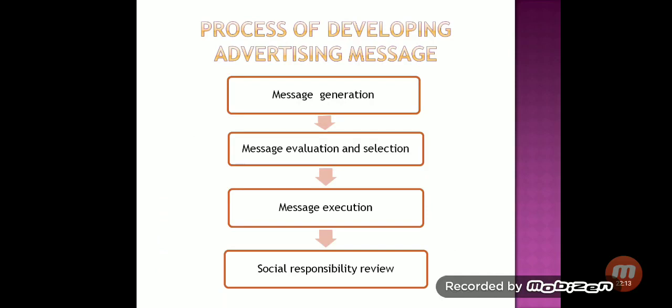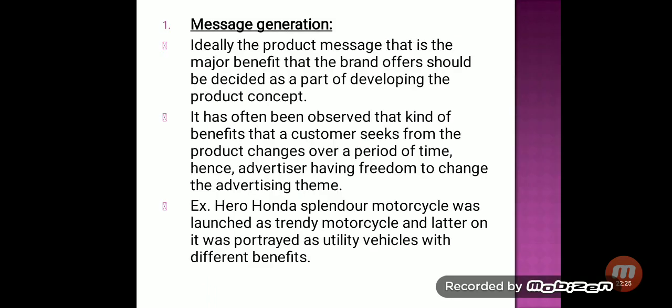Next, the process of an advertising message. The process is divided into 4 parts: message generation, message evaluation and selection, message execution, and last, social responsibility review. First one is message generation.